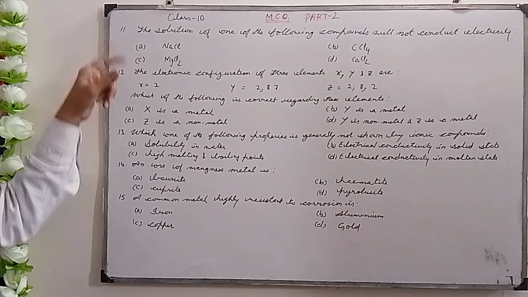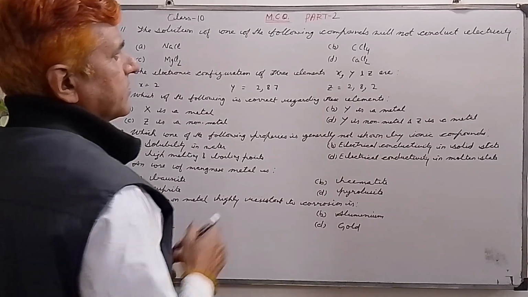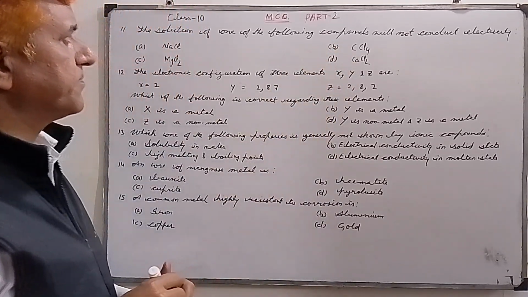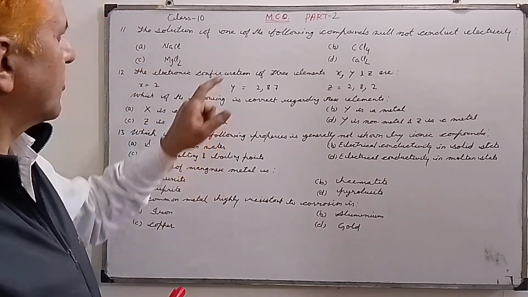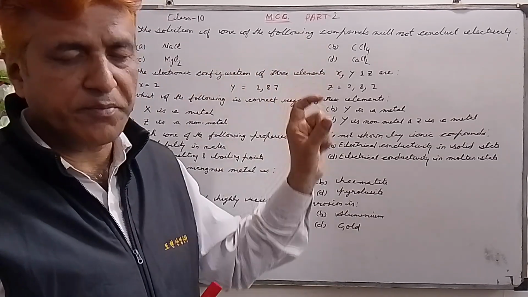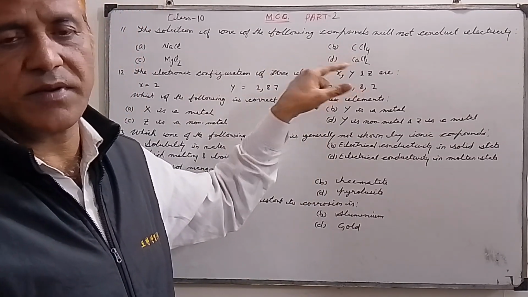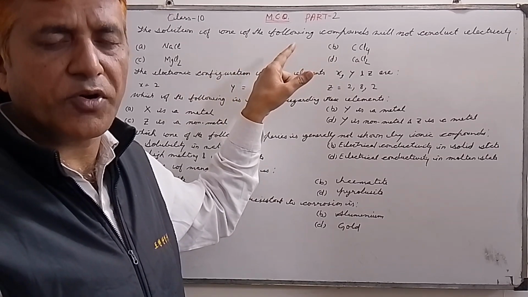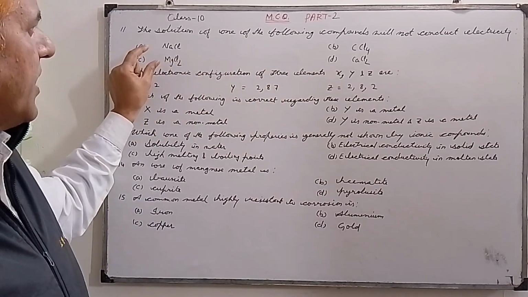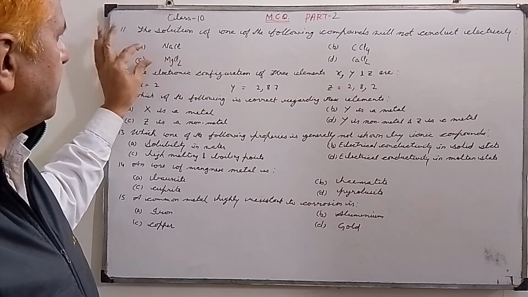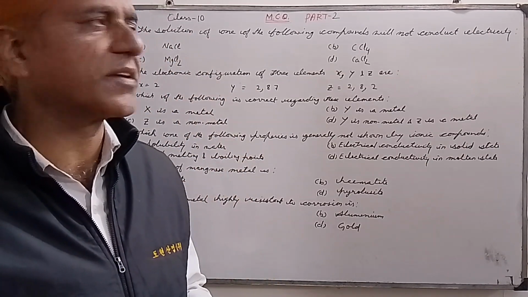Now my dear students, we have question number 11. The solution of one of the following compounds will not conduct electricity. So always remember that solutions of ionic compounds conduct electricity, and solutions of covalent compounds do not conduct electricity. So in this question we have to identify which of these compounds is covalent.